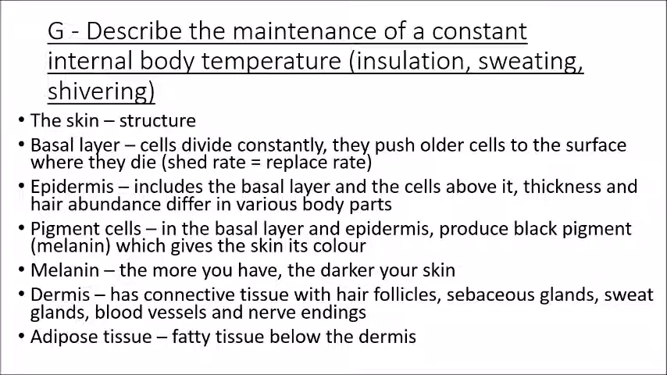Objective G is to describe the maintenance of a constant internal body temperature regarding insulating, sweating and shivering. Now, the skin is basically a structure, and these are the different parts of it.